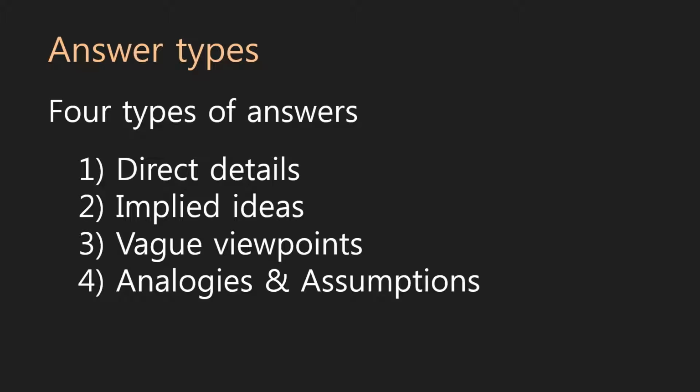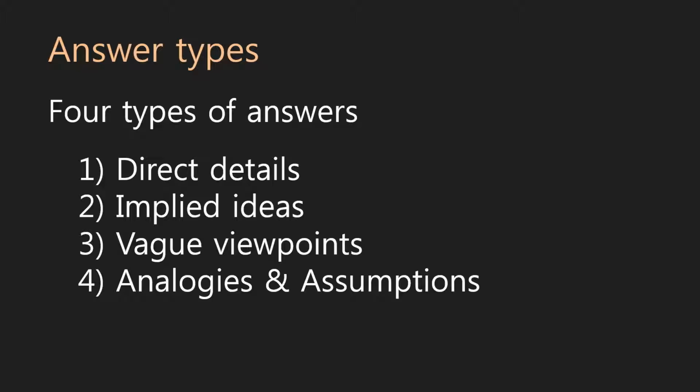Okay, direct details are really just exactly the same point being made in the passage. Implied ideas, rather than being exactly the same, really describe the points. For example, if I said, a dog is chewing on a bone and wagging his tail, you might describe that dog as satisfied or happy. But of course, the passage never said he was happy.